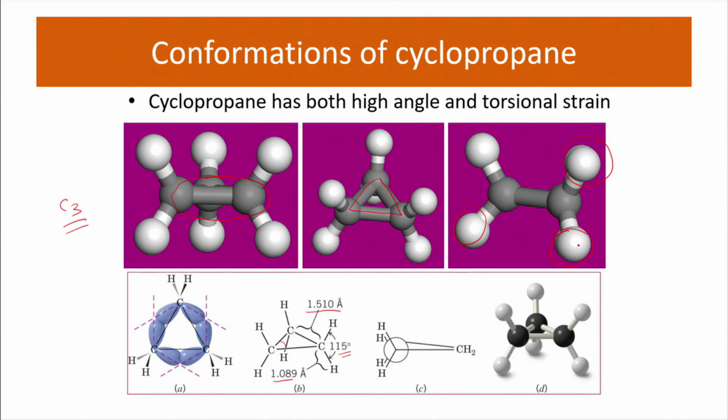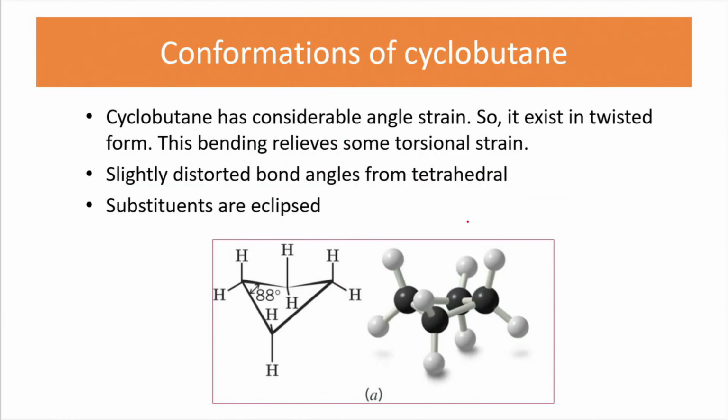As we know, when there is an eclipsed conformation, there is a lot of torsional strain. So, in cyclopropane, we have both high angle strain as well as torsional strain. This is one of the reasons the molecule is highly unstable. And let us move on to the cyclobutane molecule.